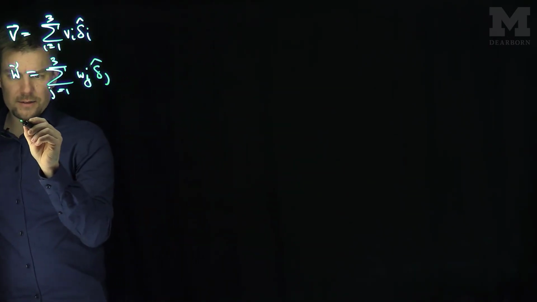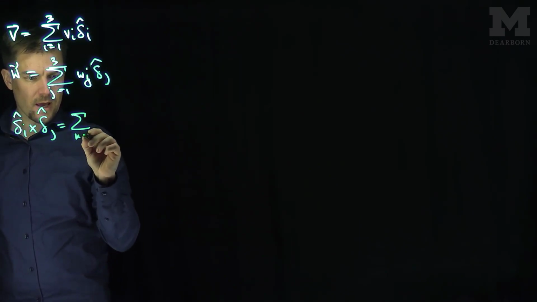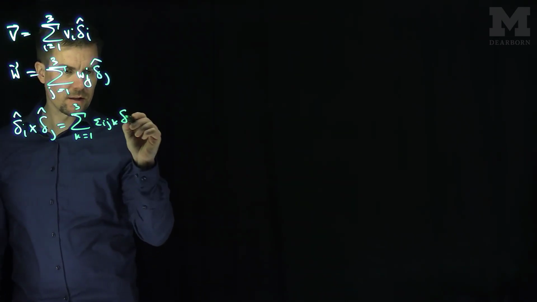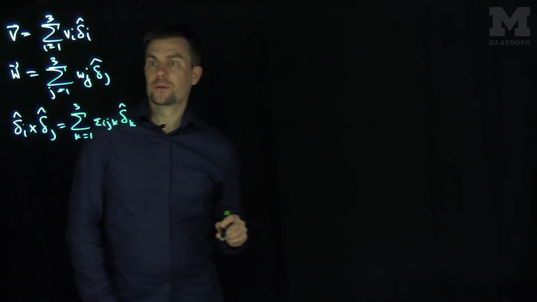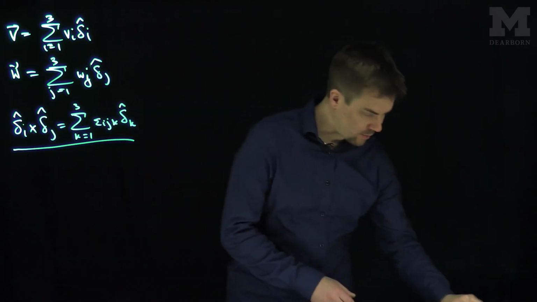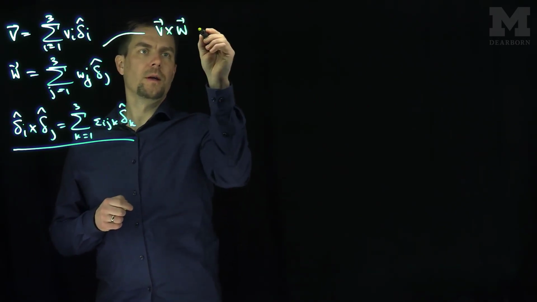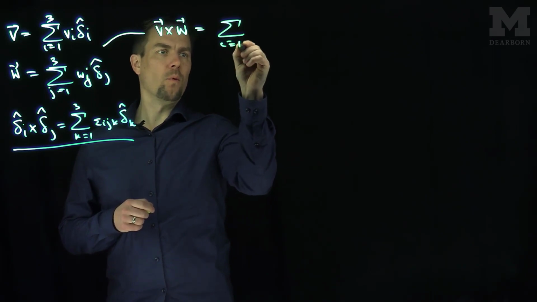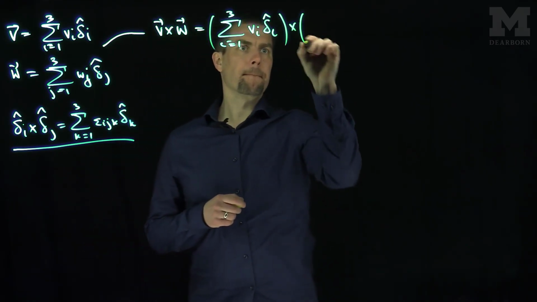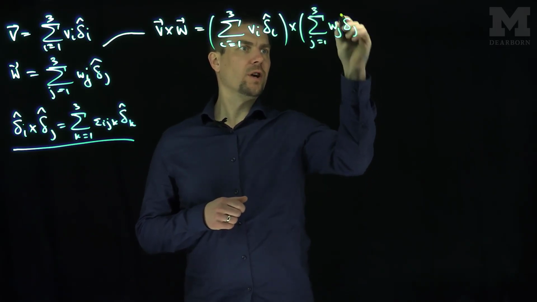Now we know that if I look at delta i cross delta j, we can show that this is the sum, k goes from 1 up to 3 of epsilon ijk delta k hat. So using this fact, we can now cross these vectors v and w. So v cross w is going to be the sum, i goes from 1 to 3 of vi delta i hat cross the sum, j goes from 1 to 3 of wj delta j hat.